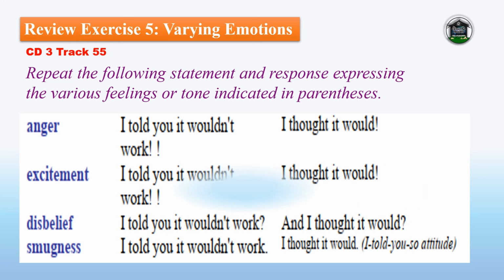Review exercise 5. Varying emotions. Repeat the following statement and response expressing the various feelings or tone indicated in parentheses. Anger. I told you it wouldn't work. I thought it would. Excitement. I told you it wouldn't work. I thought it would. Disbelief. I told you it wouldn't work. And I thought it would. Smugness. I told you it wouldn't work. I thought it would.